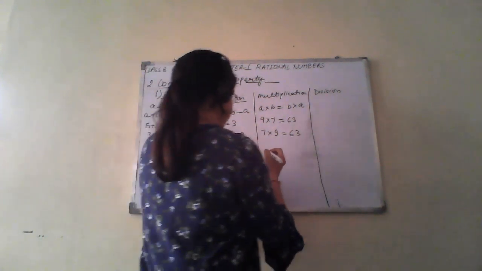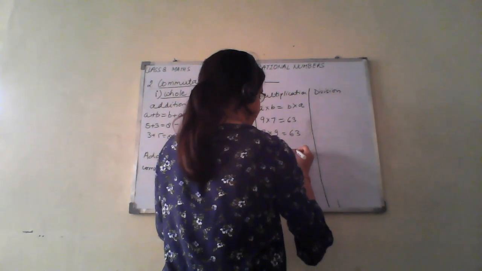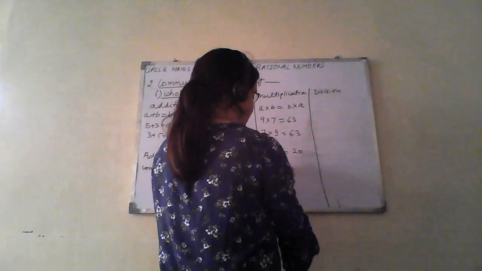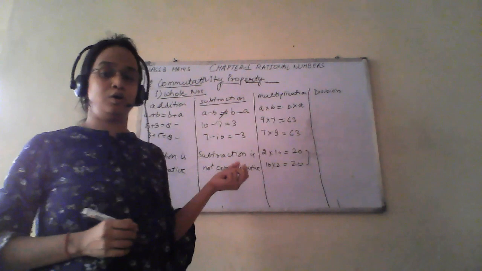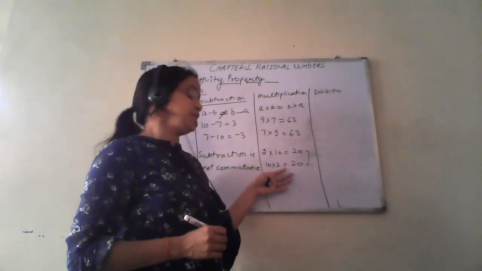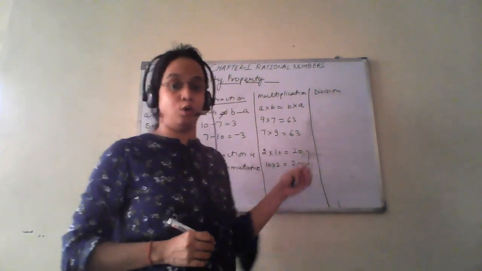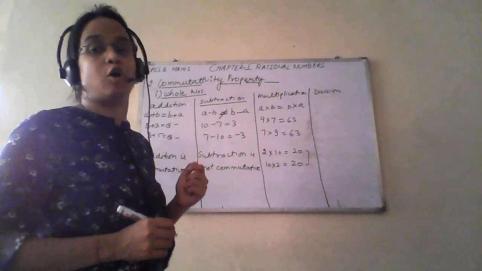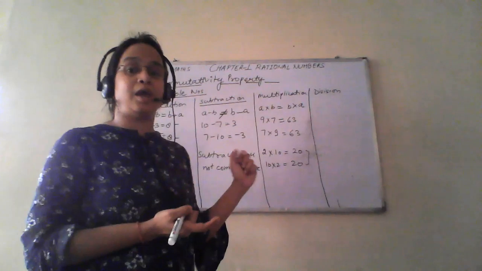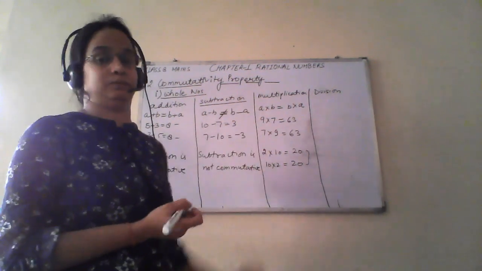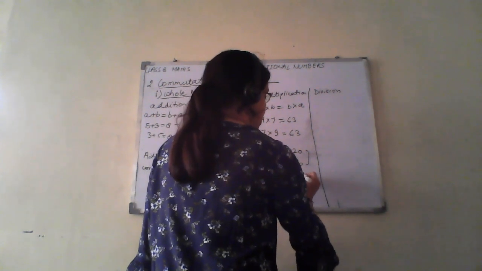Let's check it with one more example. In this case also, the answer is the same. So changing the sequence of these numbers does not impact the resultant number in both cases. That means multiplication is commutative. Changing the sequence does not have any impact on the resultant number. Multiplication is commutative.